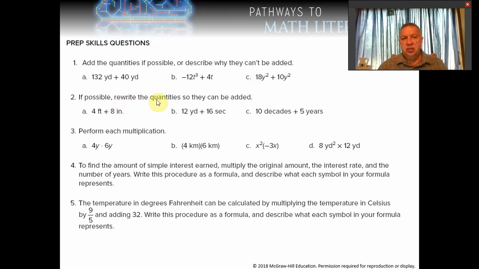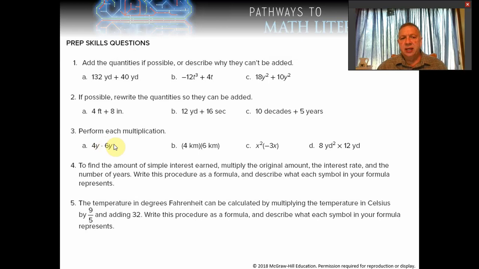If I change my units, then I can add these. 1 foot is 12 inches. 12 yards, 16 seconds. I have no conversion between seconds and yards. This is a length and this is a time measurement, so we better keep those apart. 10 decades and 5 years. Well, I know a decade is 10 years, so 10 decades would be 100 years, plus 5 years, that's 105 years. And then I could convert 5 years to 1/2 of a decade, 0.5 decade, and then do the 10.5.